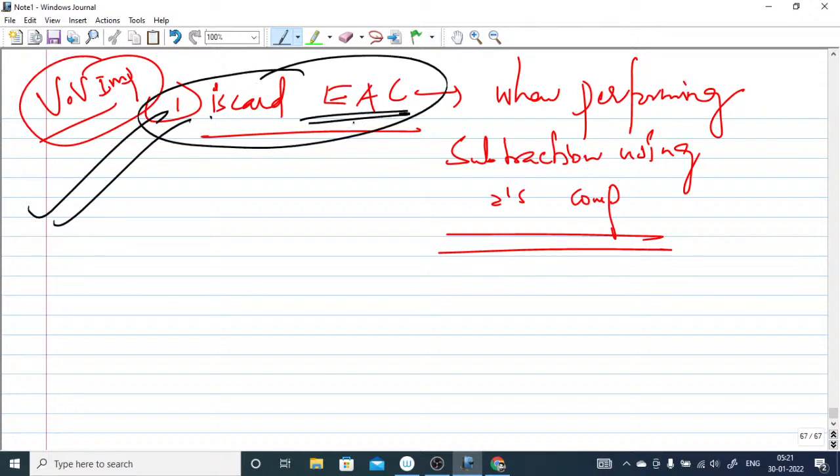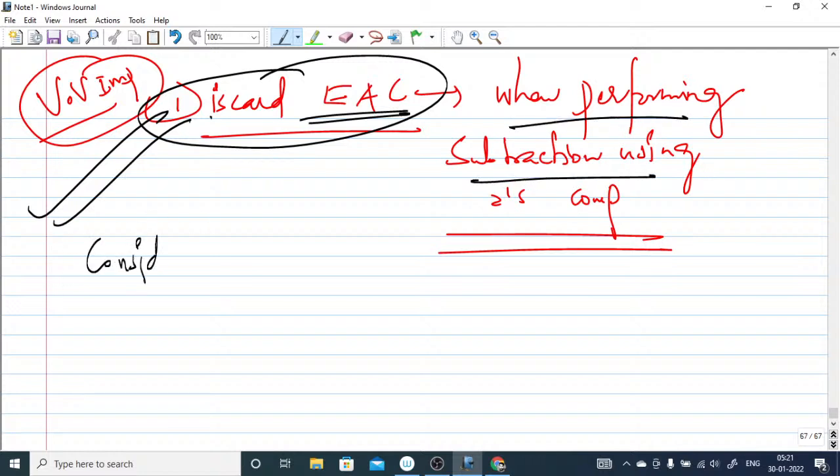And end around carry. What is the meaning of this? Somebody is going to ask you what is end around carry. So you have to tell that whenever we convert subtraction into addition using complements, one carry occurs, right? That is the end around carry. But whenever we perform subtraction using one's complement, right?